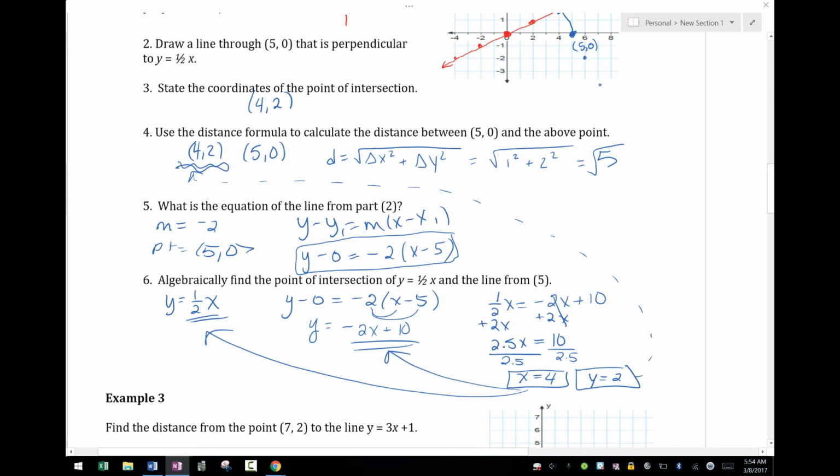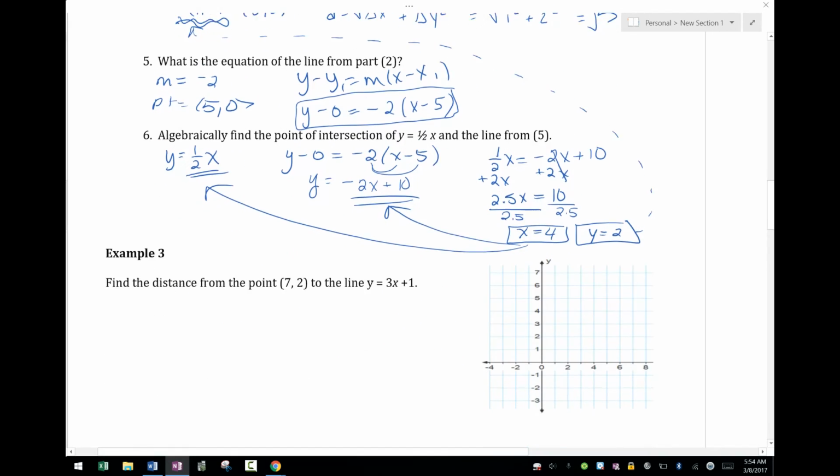up there. So I got the right point. The only purpose of that was, if you graph it and you can't see a nice lattice point with integer coordinates, you could always write the equations and see where they cross.